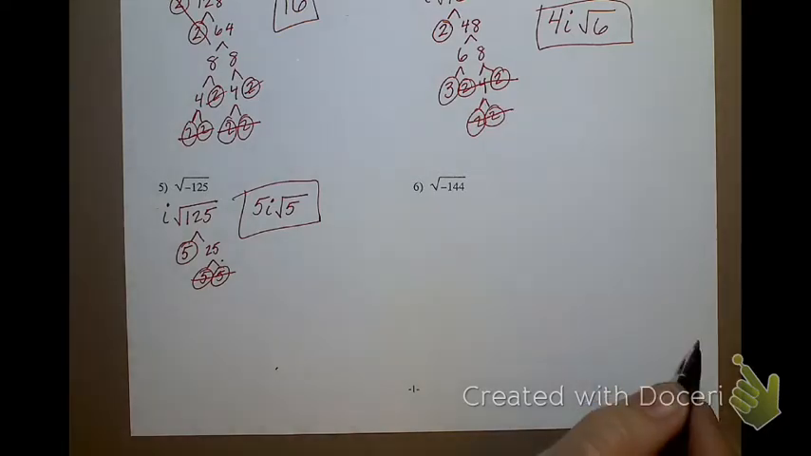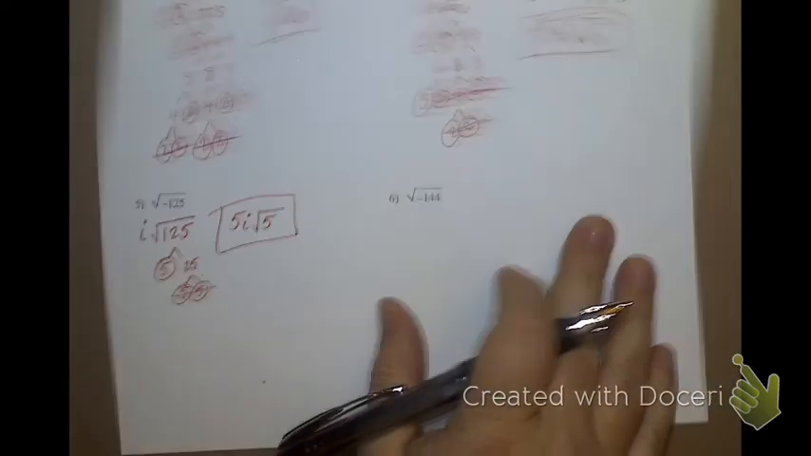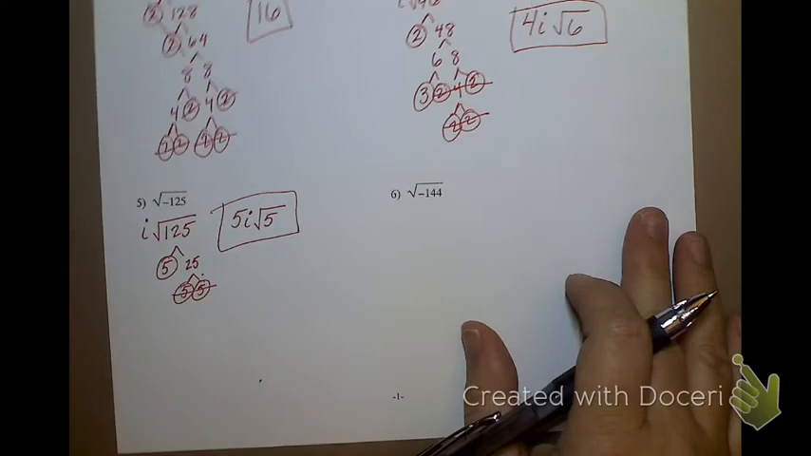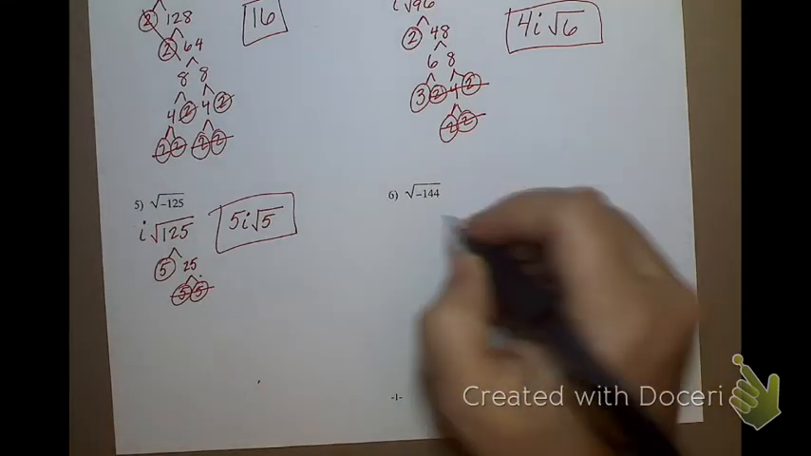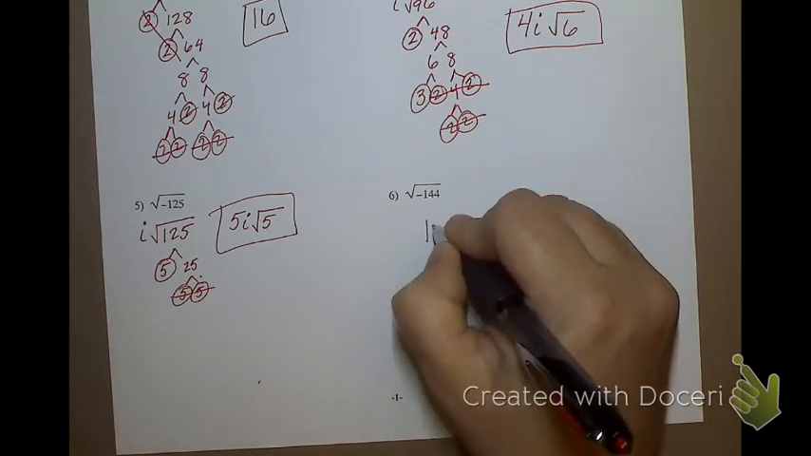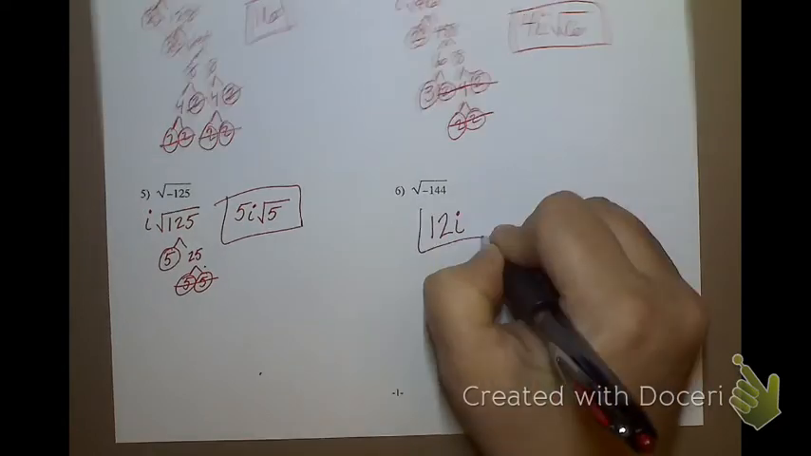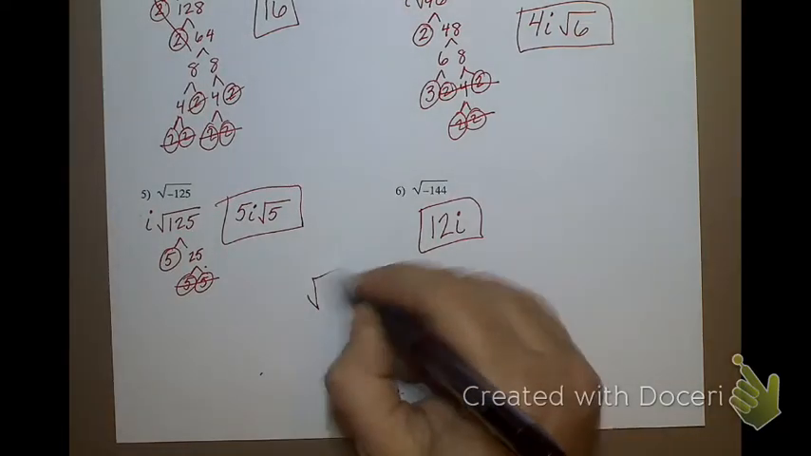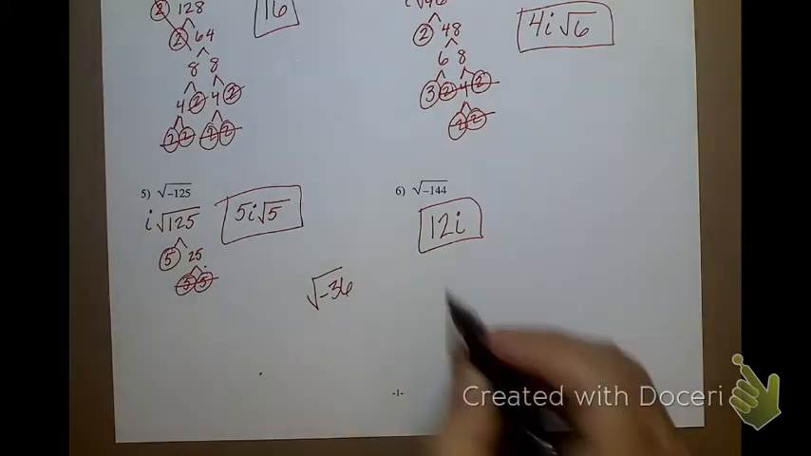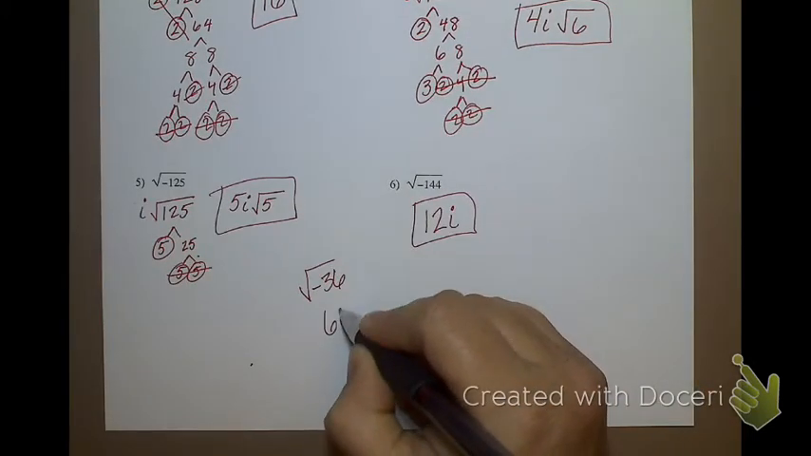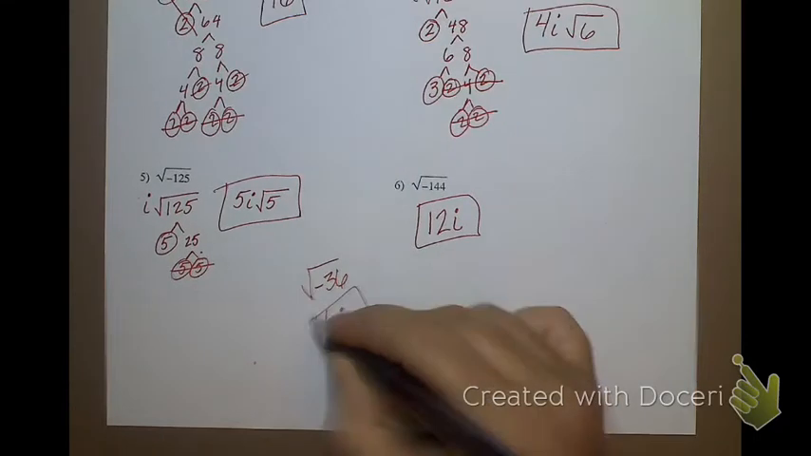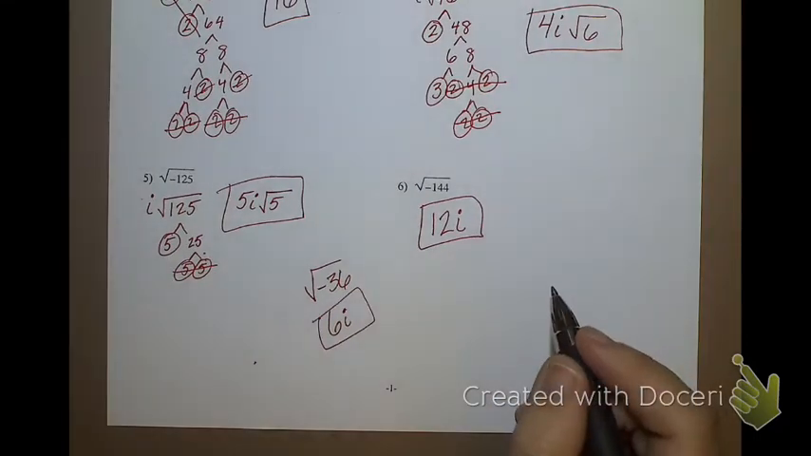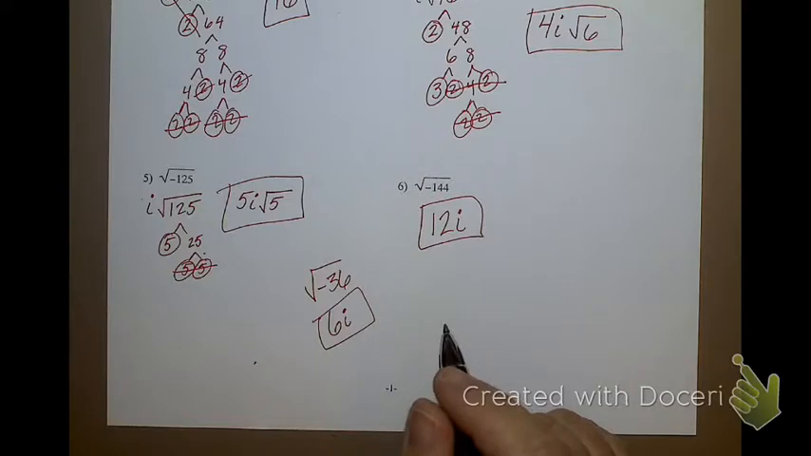Okay. All right, let's look at this guy. You might know this one without even having to do any work. It's 12. It's not 12. Oh my gosh. It is 12. It's 12I, because it's negative 144. You got me close though. So, for example, what's the square root of negative 36? 6I. Get the idea? See what I did there?